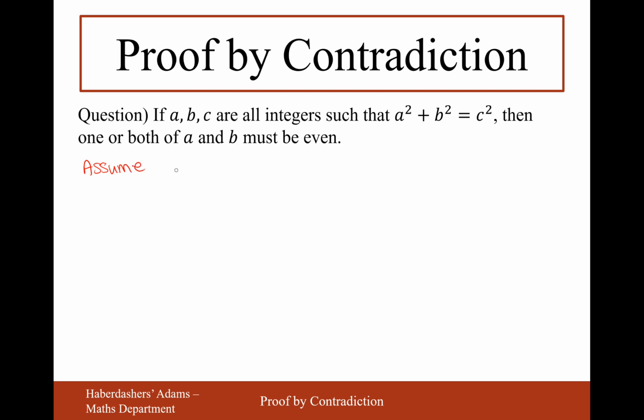So assume A squared plus B squared equals C squared, and because anything after the then has to be negated, one or both of A and B must be even. So that means either A is even, B is even, or they're both even. The only thing that's the opposite of that is A and B are both odd.